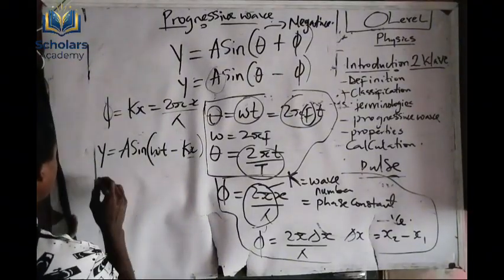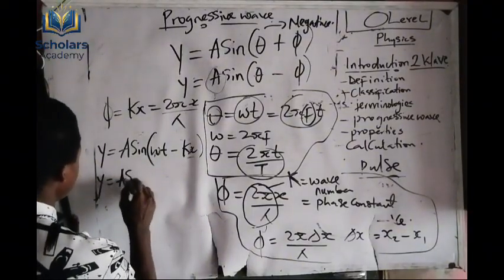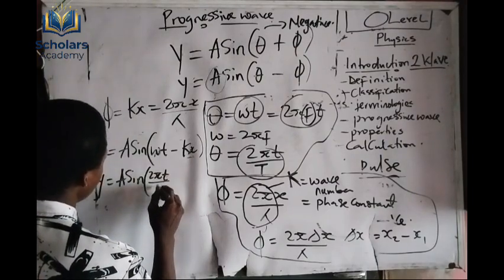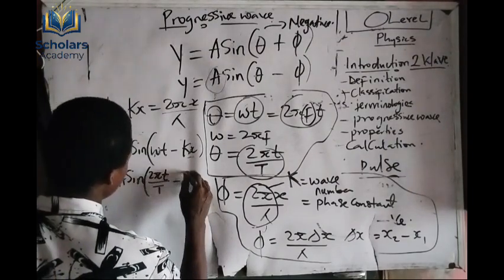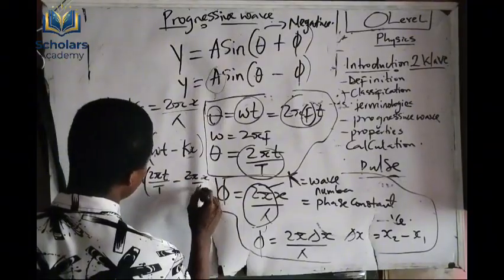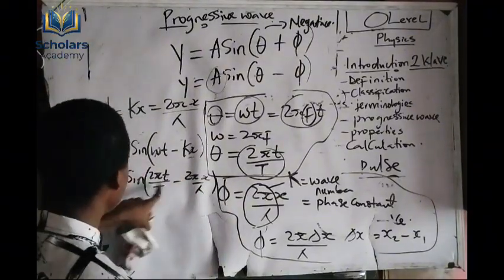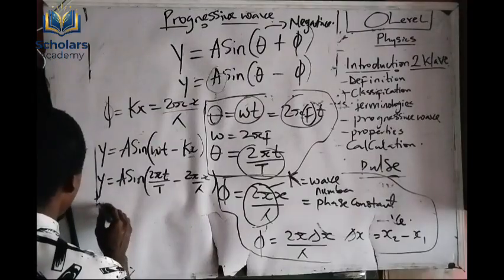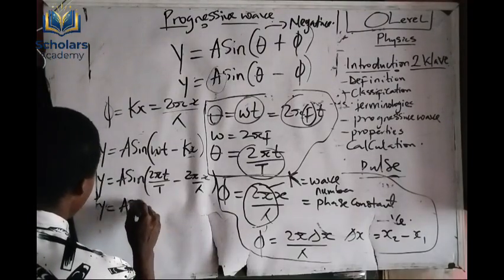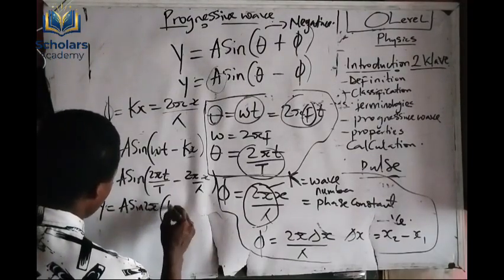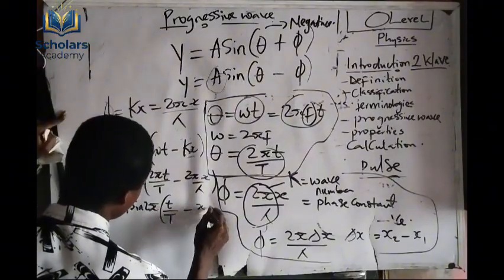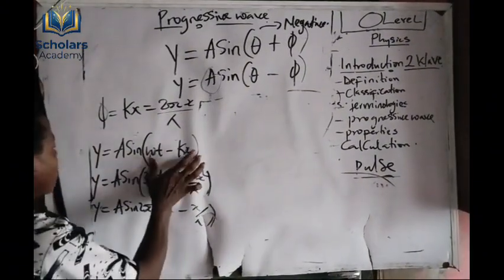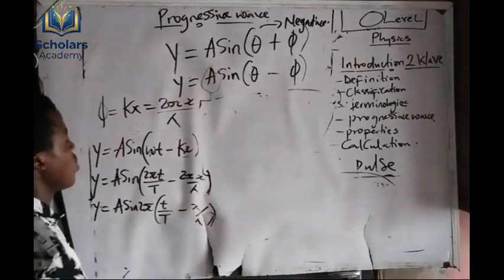Now we can also have this to be y equals A sine in the bracket. This will be 2 pi t over what? T, right? Minus what? 2 pi x over what? Lambda. Now we can remove this pi, we can put this pi outside. So if we put this pi outside, that will be y equals A sine 2 pi, then we have t over big T minus x over lambda. We can have this.